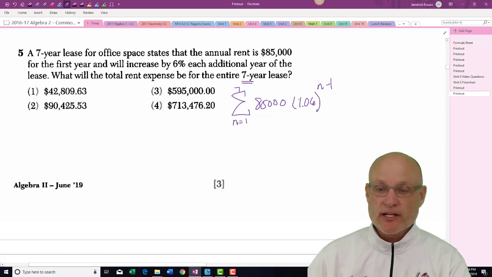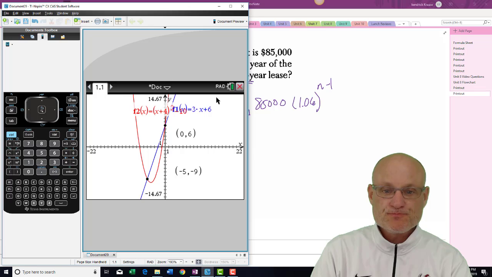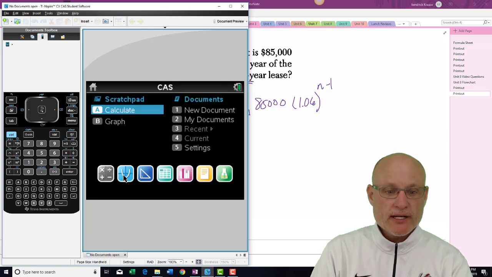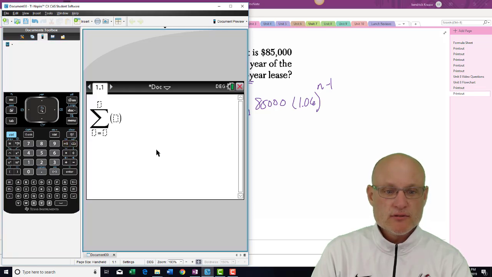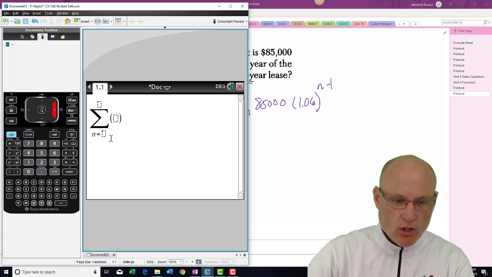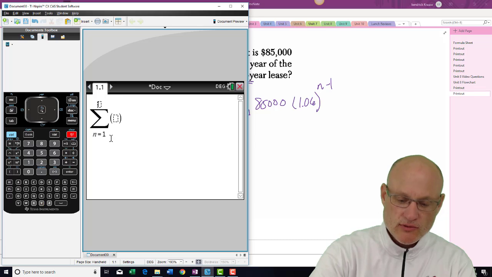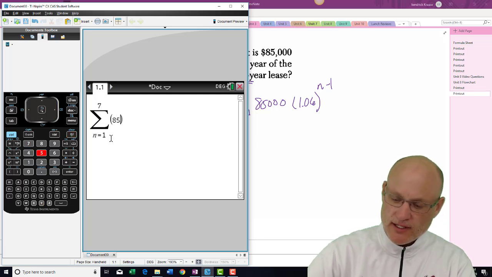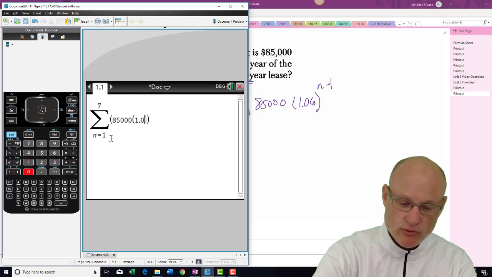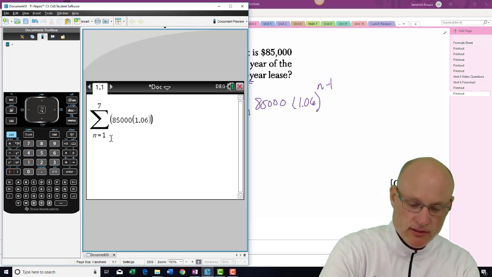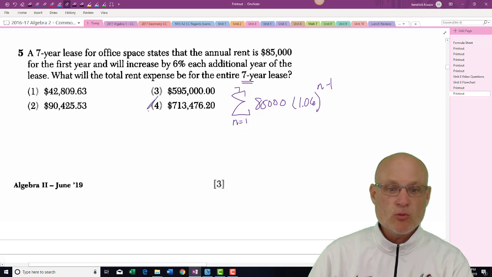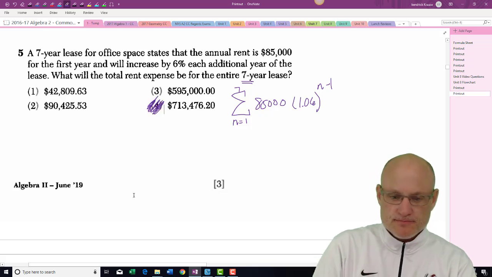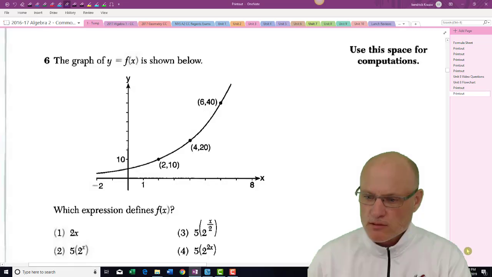Now, you can also do it another way, but we're not. They're just going to do it this way. So, 85,000, we're going to do the big sigma. I love this way much better. So, we'll go shabam. The sigma is underneath the key of everything. So, n, 1, 7, 85,000 times parenthesis 1.06 raised to the n minus 1. I bet it's that big one. 713,000. There it is. Winner winner, chicken dinner. All right, let's move on.